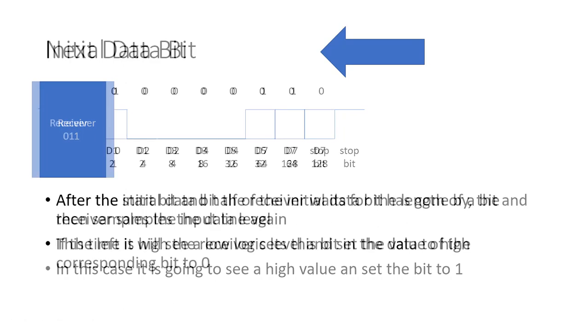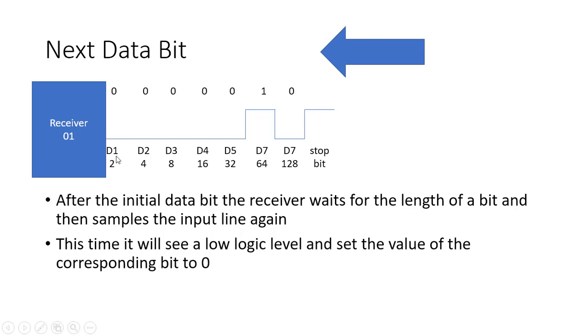We then wait a bit longer and sample again. Now we're sampling the next data bit, how many 2s there are in our number, if you like. It's at the level low, so it goes, okay, that's a 0. And it keeps on doing this. It wakes up here and here and here and here and here and here.